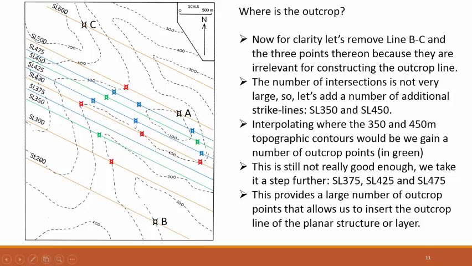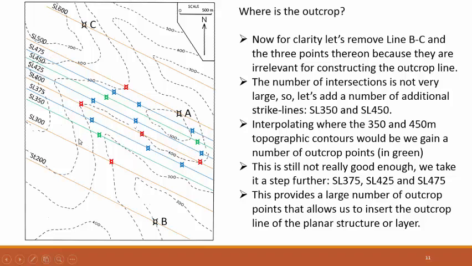Let's have a look for the 425 contour. That will be here, fairly close to the 400, fairly far away from the 500 meter contour. An intersection is likely to be here, here, and there. And for the 375 we also get 3 intersection points, somewhere over here, over there, and there. Again, about 3/4 of the way between the 300 and the 400 meter topographic contour.